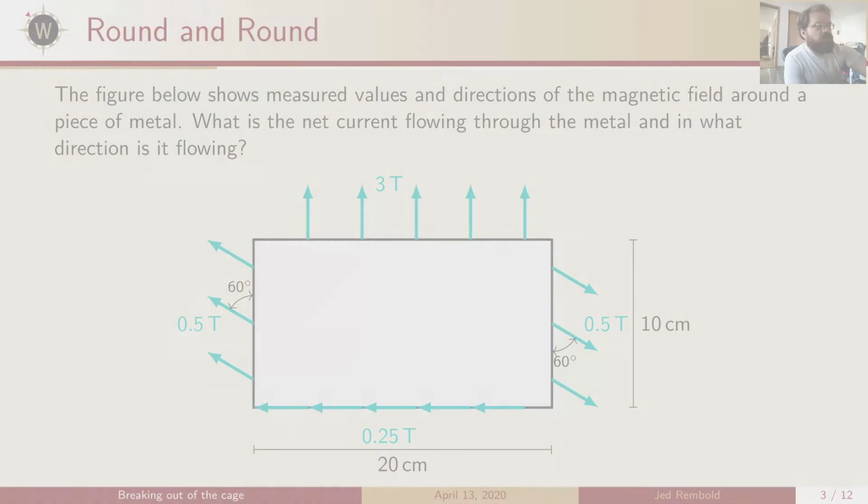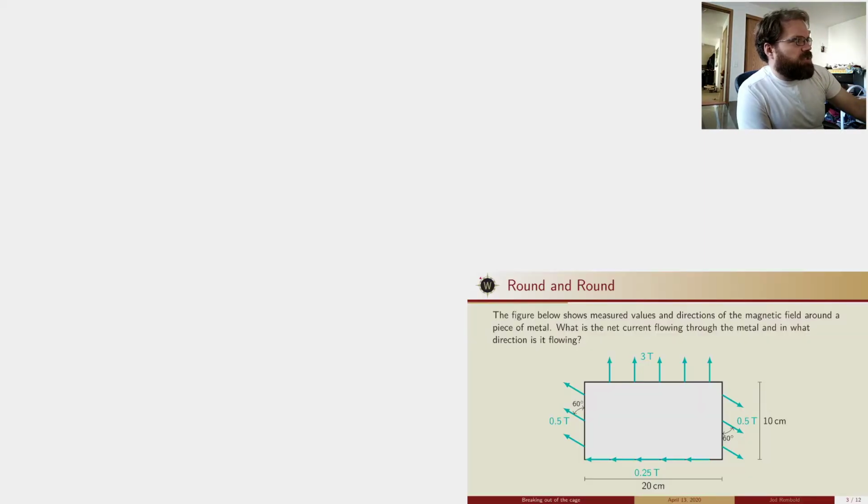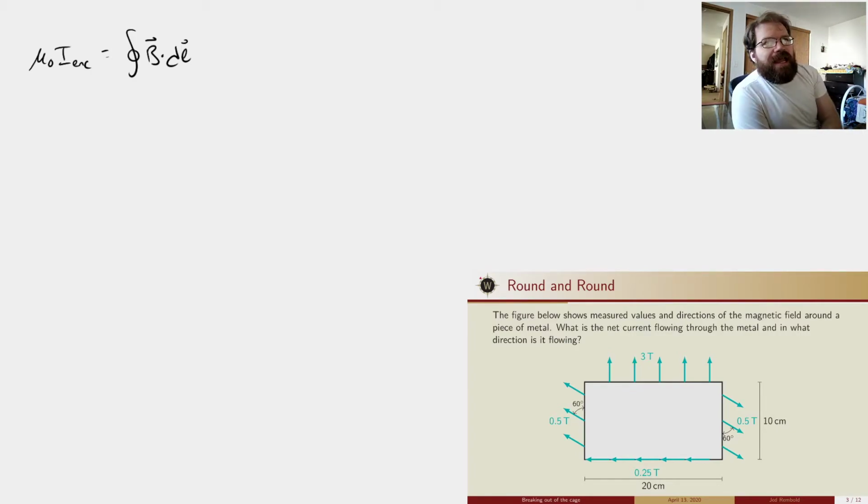So if we jump over to a board here, let me bring the slide in so we can remind ourselves what that's looking like. The idea here is that we want to take advantage of the fact that, again, we know that mu naught times our I enclosed equals our closed integral around the loop, right? And in this case, we have a rectangle that we're going to be going around, so it is closed, so we're good on that front.